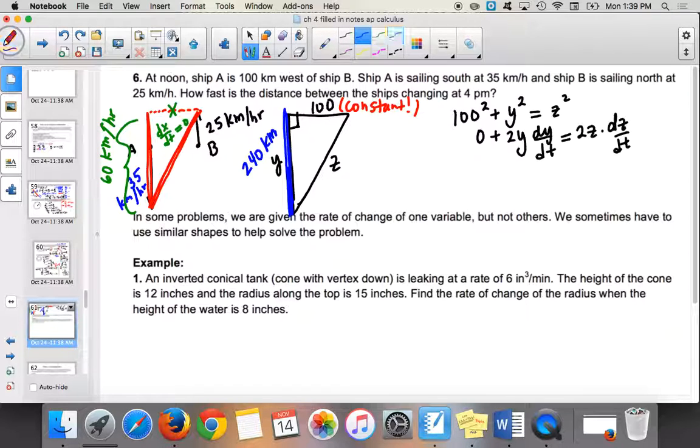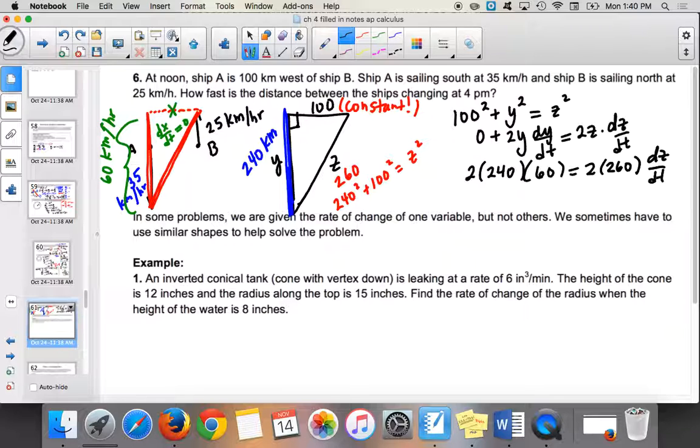And then we have 100, and then this z we can get by doing the Pythagorean theorem. It ends up being 260. So it was from 240 squared plus 100 squared equals z squared. It's a 5, 12, 13. Math teachers like 3, 4, 5 right triangles and 5, 12, 13 right triangles. So we plug in. So we have 240. We could also cancel the 2's originally. dy over dt is 60. And then dz over dt is what we're trying to find. And z is 260.